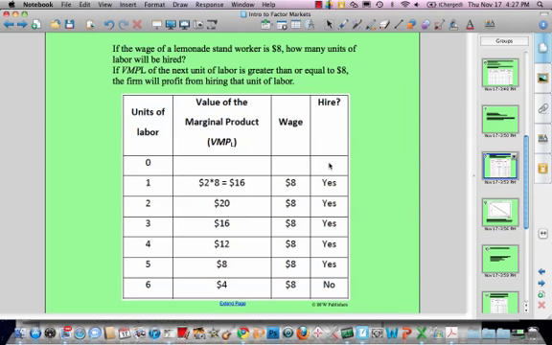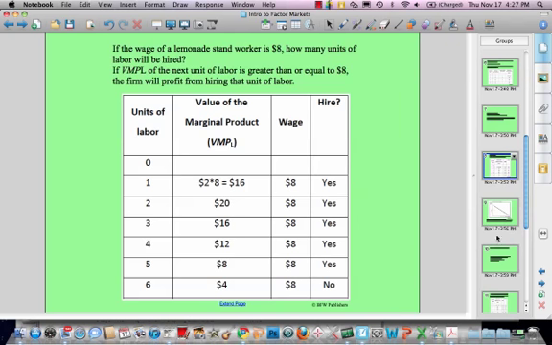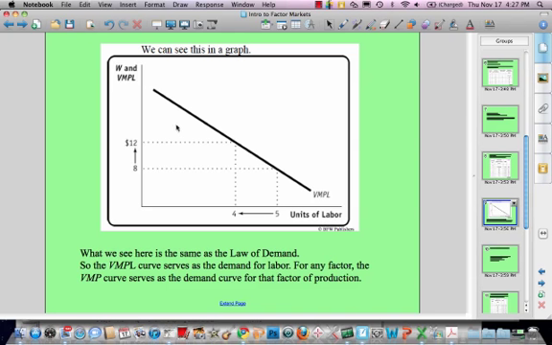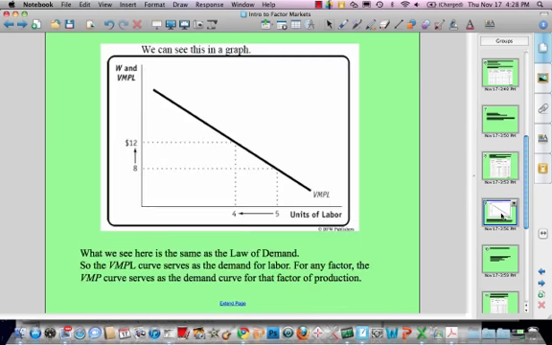So what we've done here is taken the value of the marginal product of labor. We've put that on the y-axis, and we take the units of labor and we put them on the x-axis. And you can see here that as we increase the units of labor, we are decreasing the value of the marginal product of those units of labor. So what you see here is the same as the law of demand. The value of the marginal product of labor curve serves as the demand for labor. So for any factor, the value of the marginal product curve serves as the demand curve for that factor of production. Pretty straightforward derivation here, using the value of the marginal product on the y-axis and the units of labor on the x-axis.